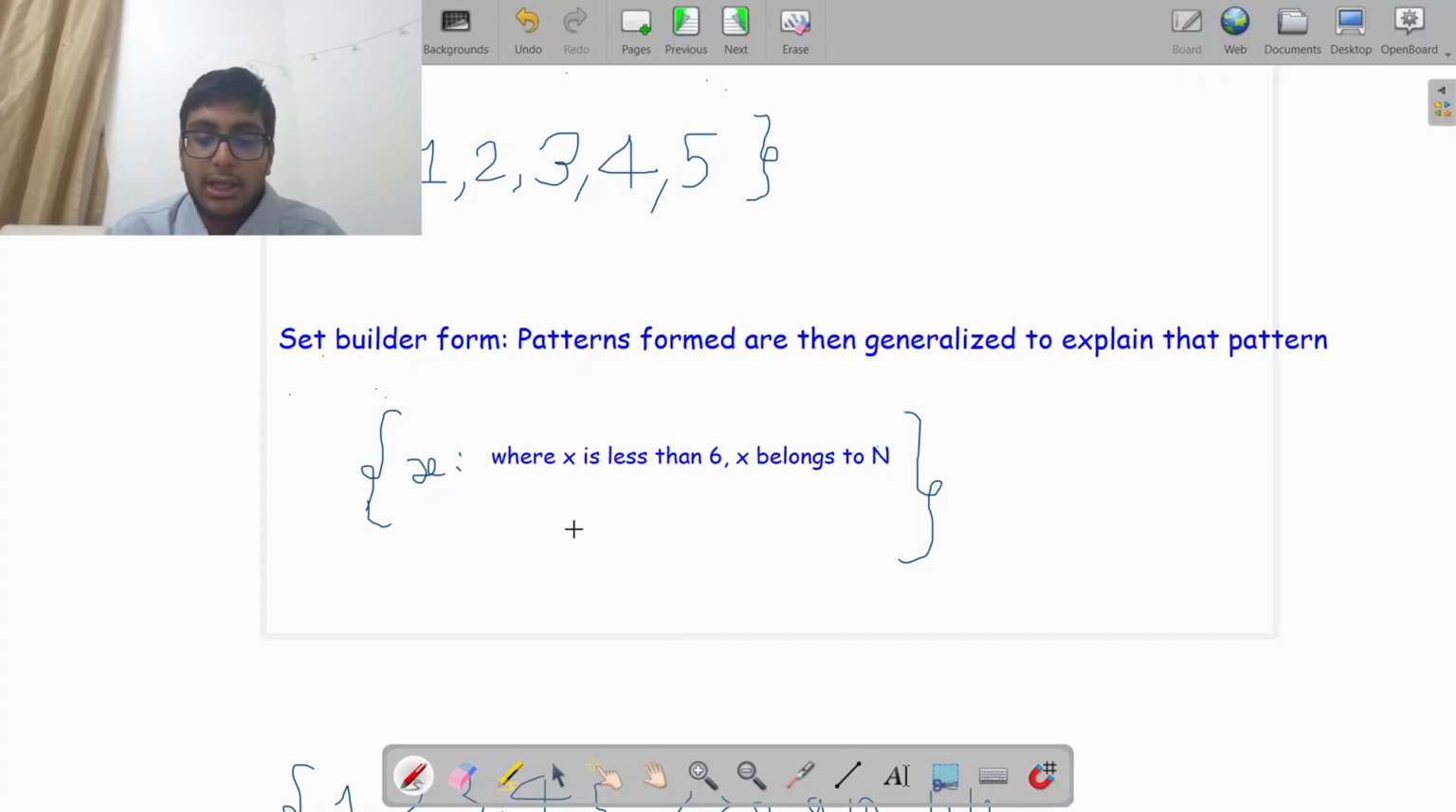So here we have x, where x is less than 6 and where x belongs to N. As you have seen over here, when we say x is less than 6, we are including 1, 2, 3, 4, 5. But you must be wondering, minus 1 is also less than 6, minus 2 is also less than 6, 0 is also less than 6. Why haven't I included them? Over here, I've also mentioned another rule that x belongs to N, which constrains our set to just natural numbers. So I only include 1, 2, 3, 4, 5.